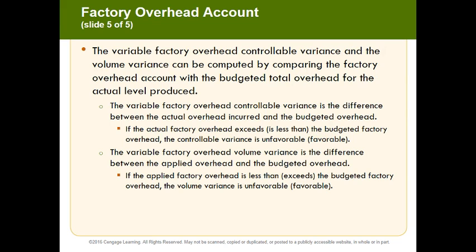So we compute these by comparing the factory overhead account with the budgeted total overhead for the actual level that was produced. The variable factory overhead controllable variance is the difference between actual overhead incurred and the budgeted overhead. Now remember, the budgeted overhead is how we determine our predetermined factory overhead rate. This is what we use in applications. If the actual factory overhead exceeds the budgeted factory overhead, this controllable variance is considered unfavorable. If it's less than, it's considered favorable.